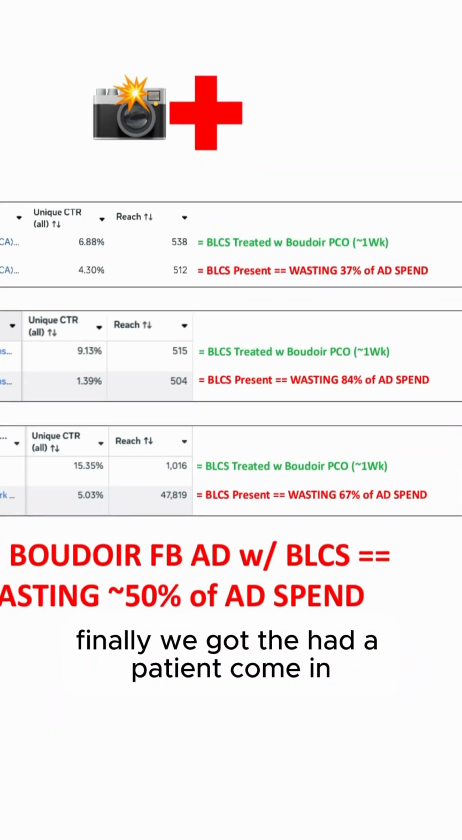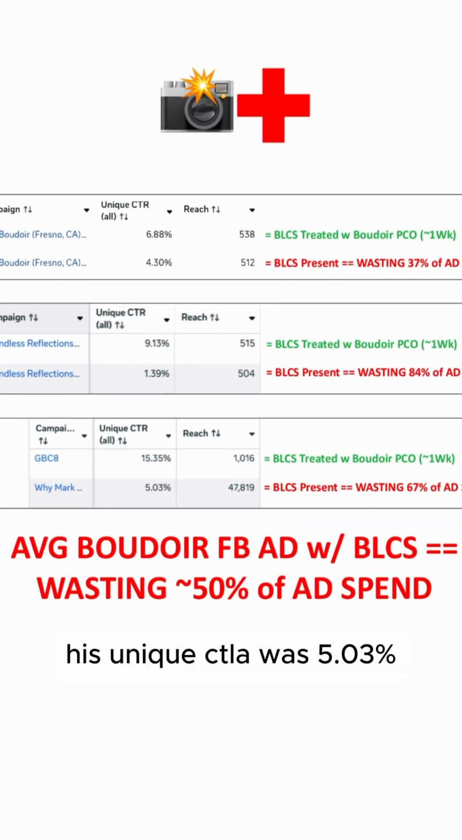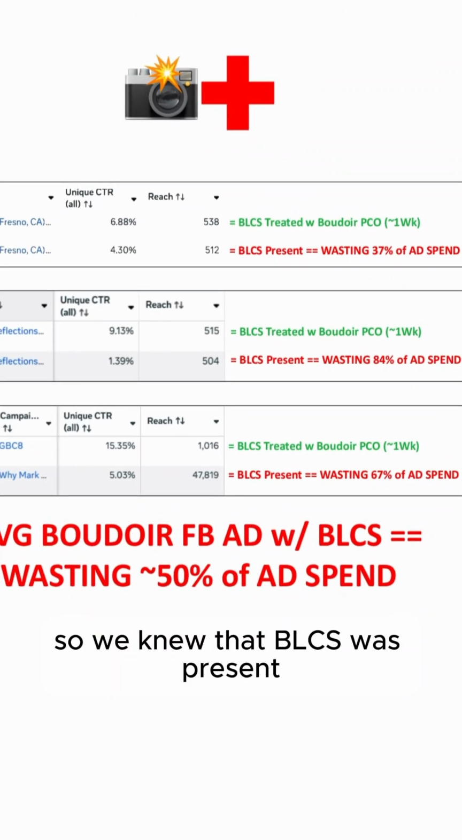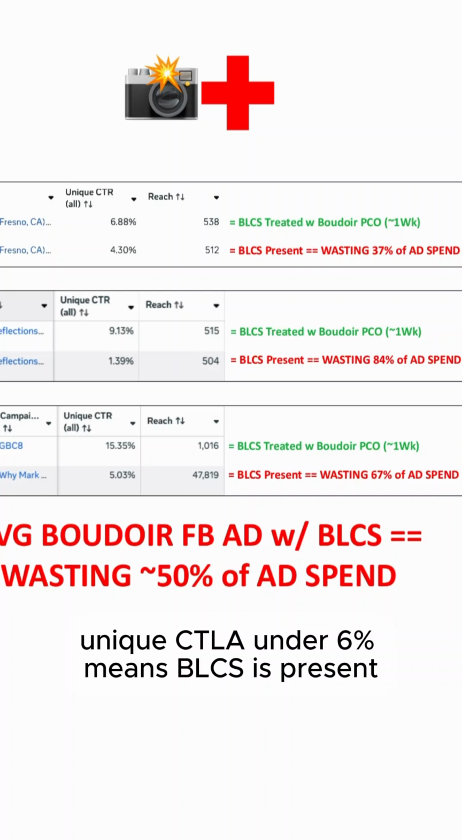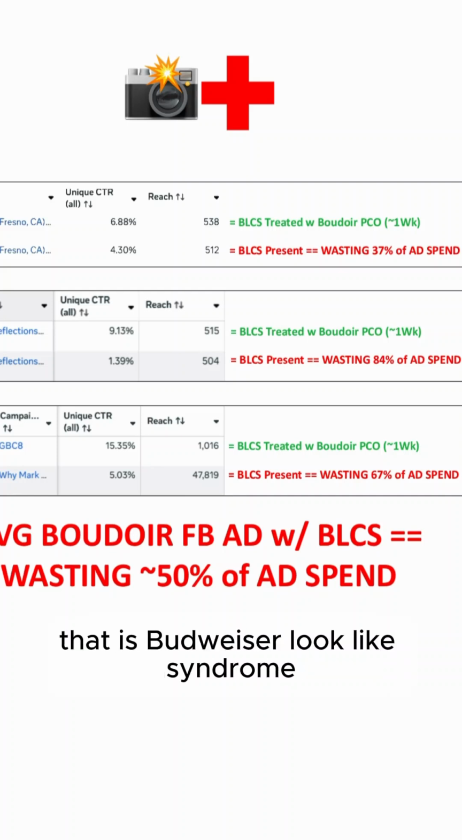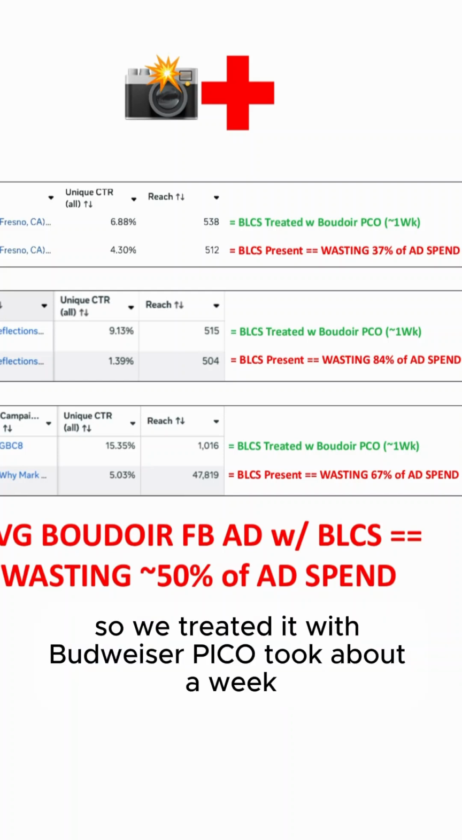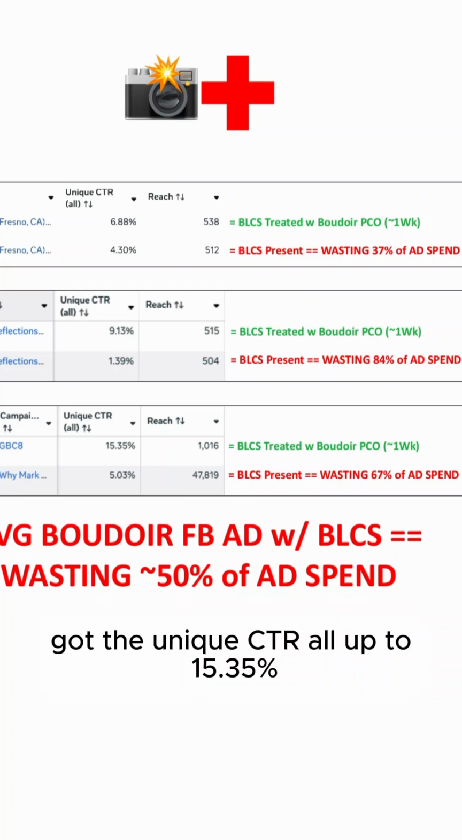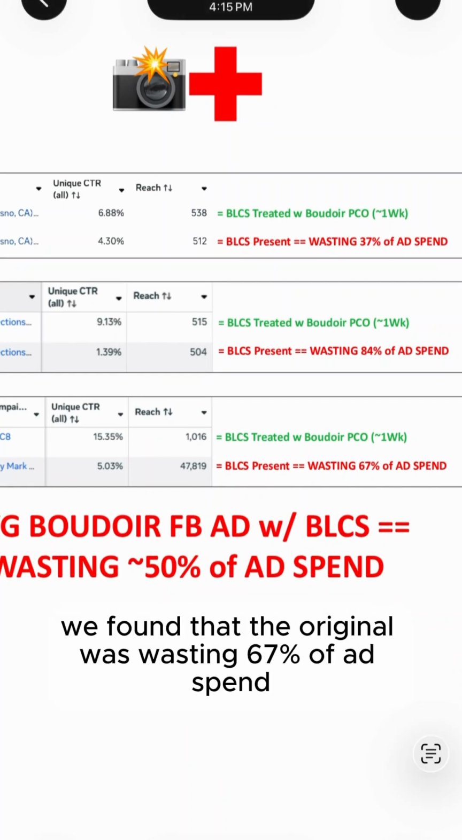Finally, we had a patient come in. His unique CTR was 5.03%, so we knew that BLCS was present. A unique CTR under 6% means BLCS is present, that is Boudoir low click syndrome. So we treated it with Boudoir PICO, took about a week, and got the unique CTR up to 15.35%. So we found that the original was wasting 67% of ad spend.